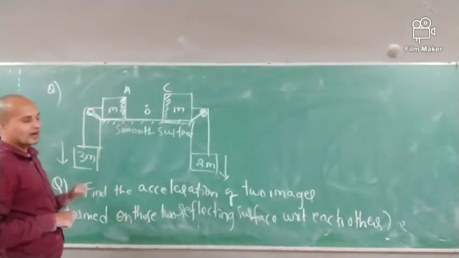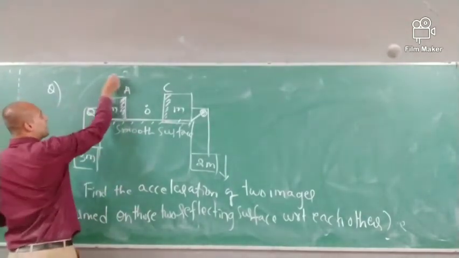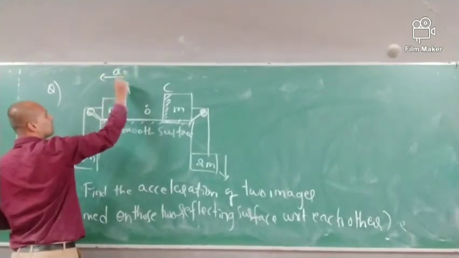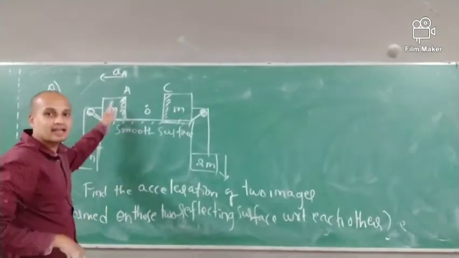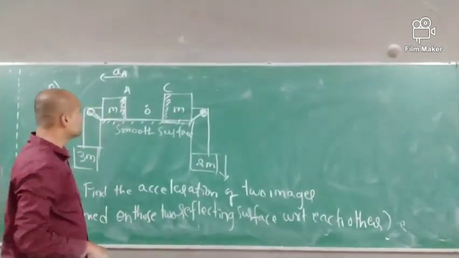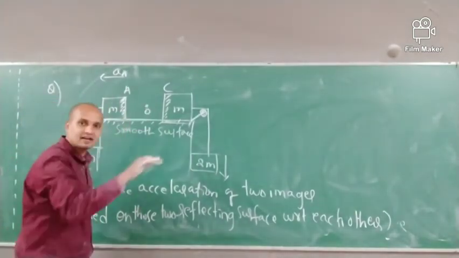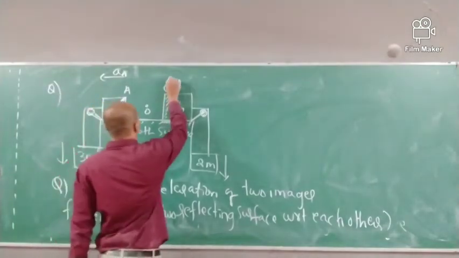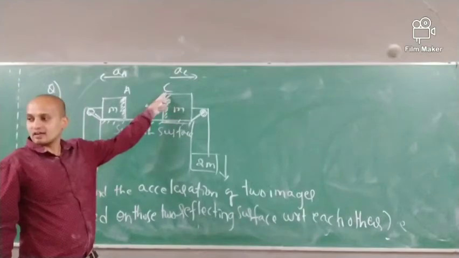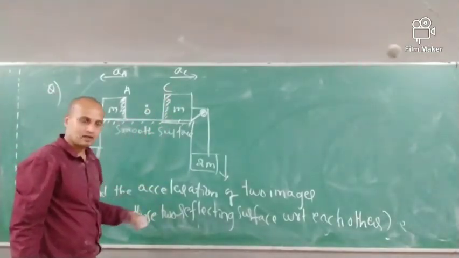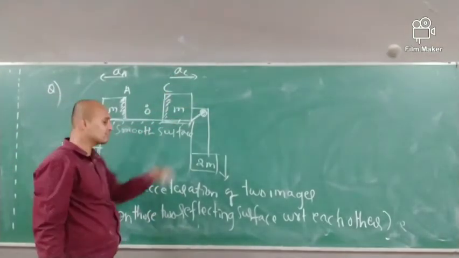So one thing we can find is the acceleration of this block. When I find the acceleration of this block, I will get the acceleration of this mirror. The object is at rest. When I find the acceleration of block C, I will get the acceleration of mirror C. So my target is to find A and C.